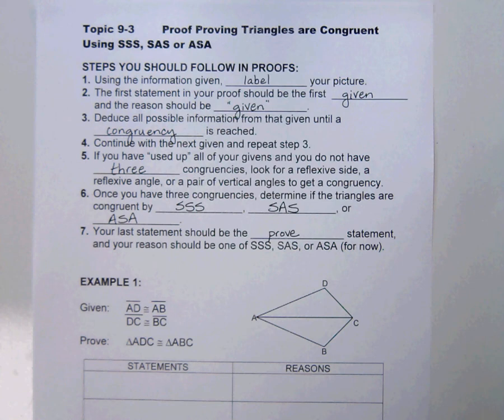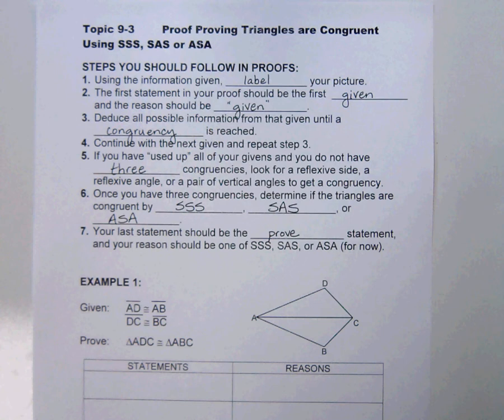Using the information given, you need to label your picture. In a geometry proof, there's always a picture with something given and then something to prove. So just always label your picture using tick marks. The first statement in your proof should be the first given, and the reason should be given. So that's kind of the easy way to start your proof.